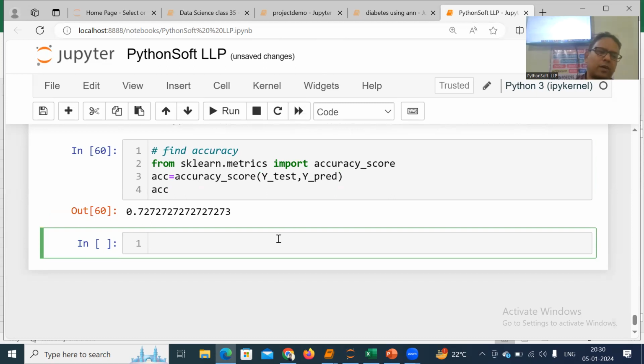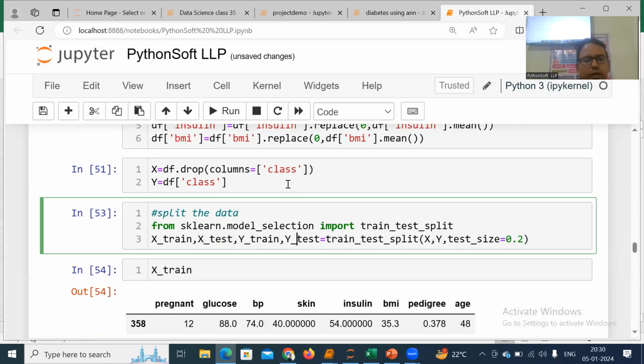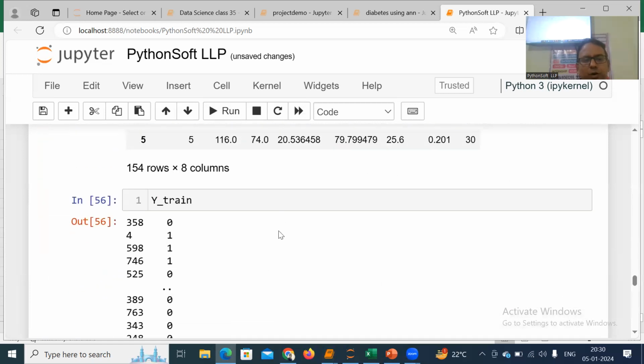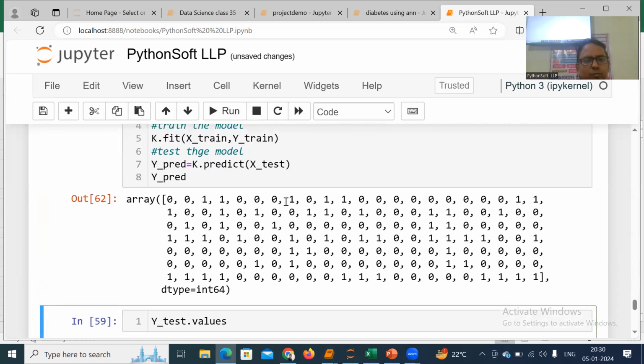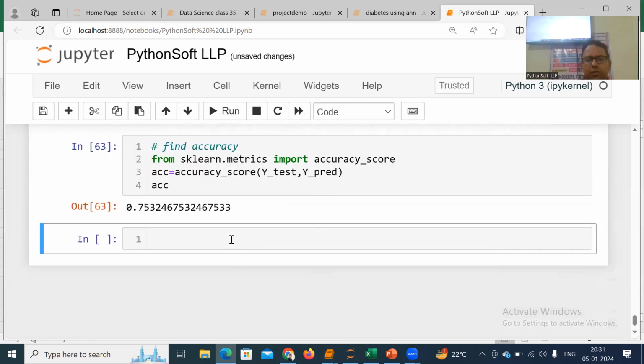Now suppose you ask, sir, can you change that? Just see, I'll run it again. Right now the accuracy will change somehow. Let's see, it was 72, now 75. Are you getting the point? Because the splitting is done randomly. We can fix it, no problem. We have to use a random state, then it will be fixed. But we have to use the parameters in such a way that the accuracy will be maximum. Okay, so let's say right now my model is 78% accurate.